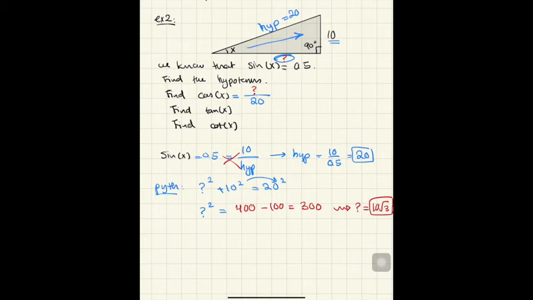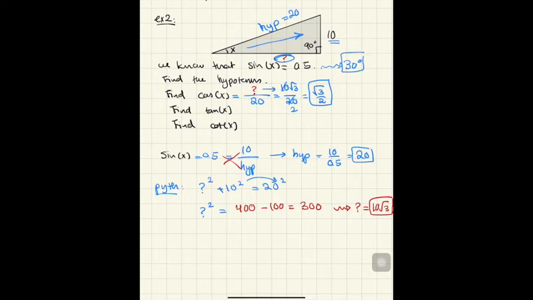So this question mark here is going to give me 10 square root of 3, and then divided by 20 gives me square root of 3 divided by 2. And we already know that the sine of the angle is 0.5, aka 30 degrees. This is one of the famous angles that we should know. The cosine is square root of 3 over 2, so that is the right answer.